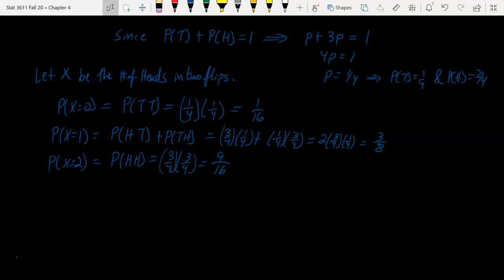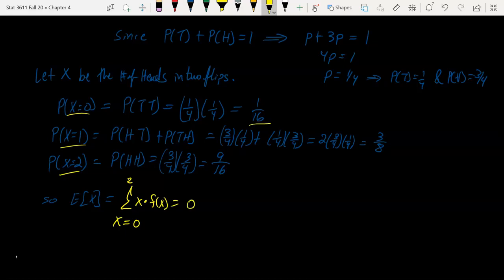So we have some important information then. What's the expected value of X? The expected value of X would be the sum. In this case, X could take on the value 0, 1, or 2, so X goes from 0 to 2, of X times f of x. When X is 0, what's the probability it takes on the value 0? That would be 1/16. So this is 0 times 1/16. There's X, and there's my f of x value.